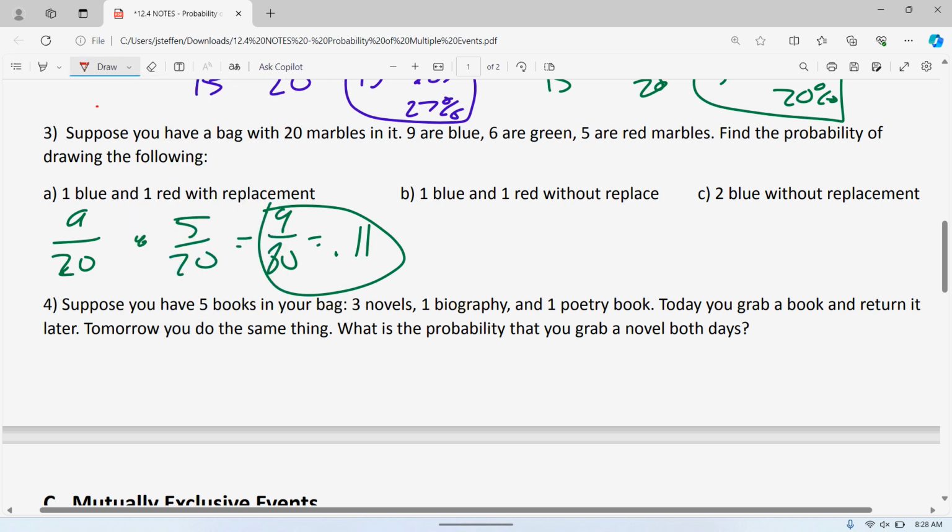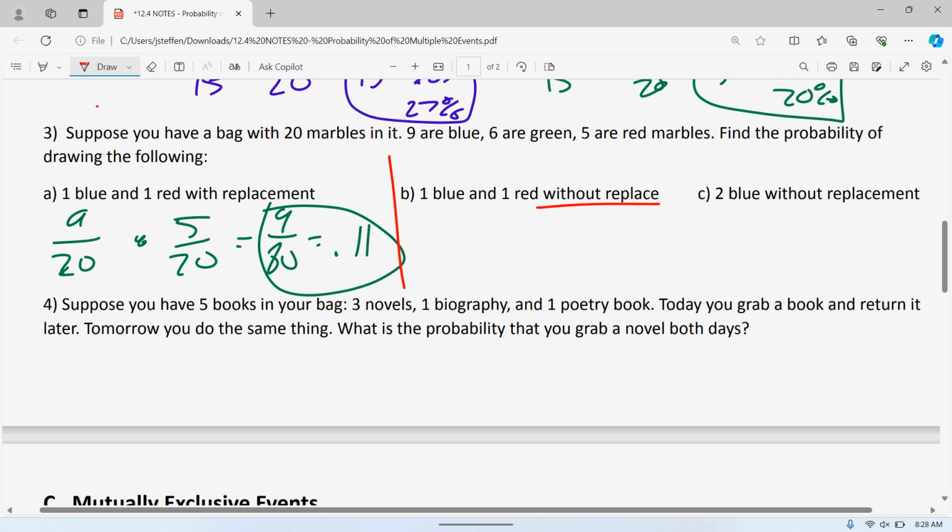Now, B and C, I guess I will tell you I lied a little bit, this way when we do a dependent event. With this specific example, it's not that bad because it's not that hard to find that second fraction or that second probability. Some of them are a lot more difficult. But again, most of you guys would have done it anyways. So now we're doing them without replacement. So one blue and one red without replacement.